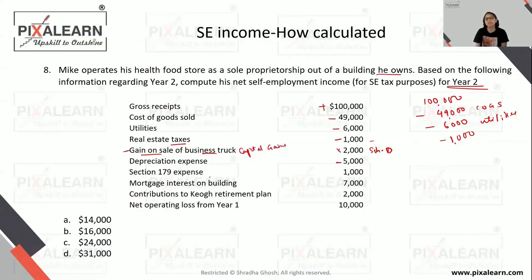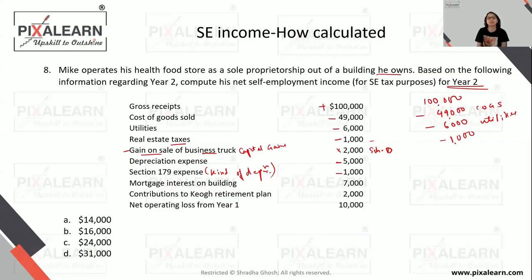Depreciation would be a minus. Section 179 is a kind of depreciation, guys. We'll go into this in more detail when we get to capital gains and depreciation. But Section 179 is like a 100% deduction if you have acquired business property for a particular year and you've met certain requirements of the law. So this is also a kind of depreciation expense. Just remember, till the time you've done capital gains, Section 179 expense is a kind of depreciation expense.